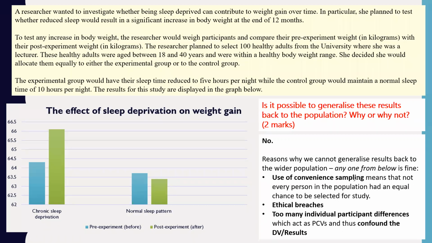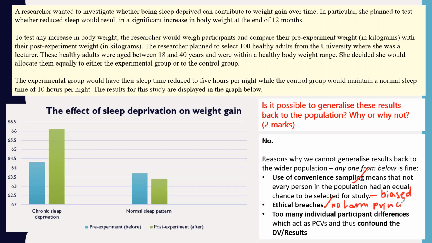So number 1, we use convenience sampling. So that means that not every person had an equal chance to take part in the study, which means that we've got what we call a biased sample, okay, rather than a representative sample. So that's why we can't generalize results. Also, there were some ethical breaches with reference to things like the no harm principle. Whenever we feel like our results have harmed participants, we can't generalize results.